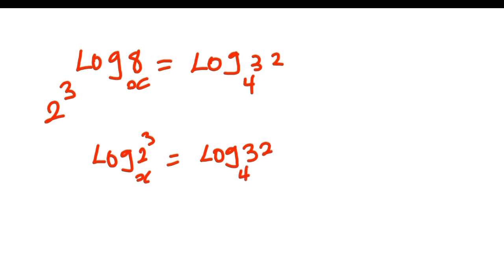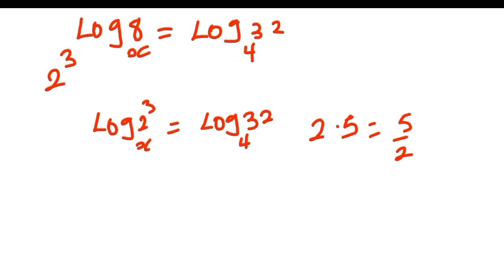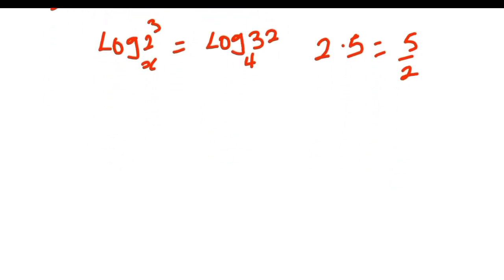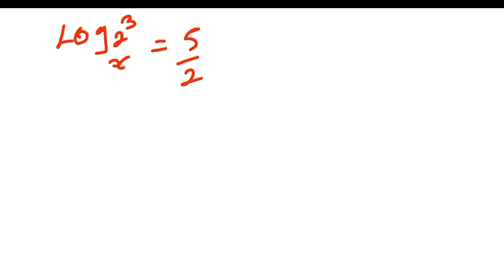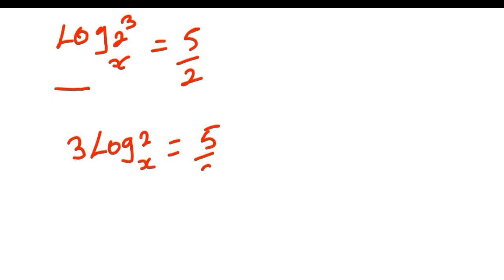The logarithm of 32 base 4 is going to give us 2.5, which is also equal to 5 all over 2. So we are going to go with that. So when we apply that here, we have that our log 2 raised to the power of 3 base x is equal to 5 all over 2. Now, when we simplify the left hand side of this equation, we'll be left with 3 log 2 base x is equal to 5 all over 2.